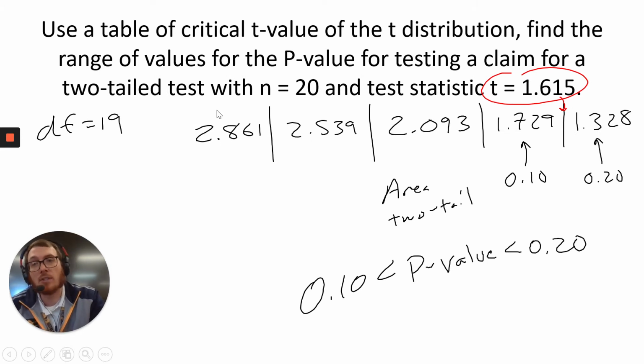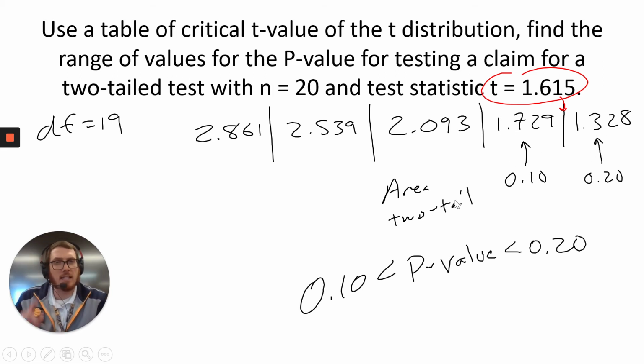The next one is a two-sided test where we're trying to find the range. N is 20, so degrees of freedom is 19. I went to the 19 line and wrote down all the numbers here. I'm looking for t equals 1.615. That's between, actually, the last two, 0.7 and 0.3, so it's in between these two.